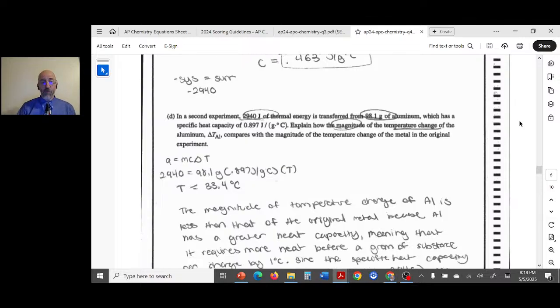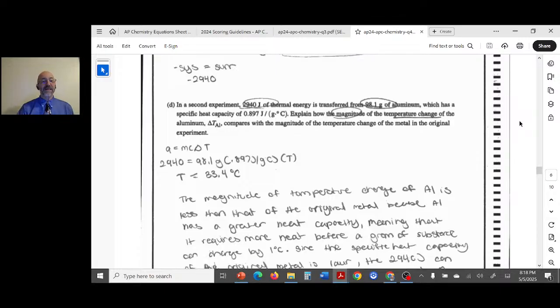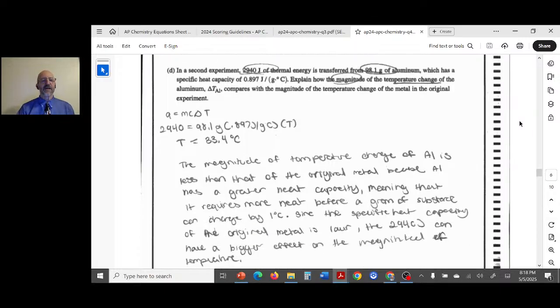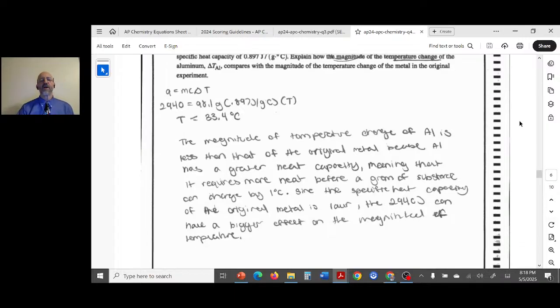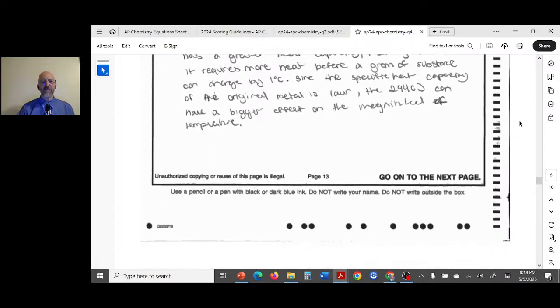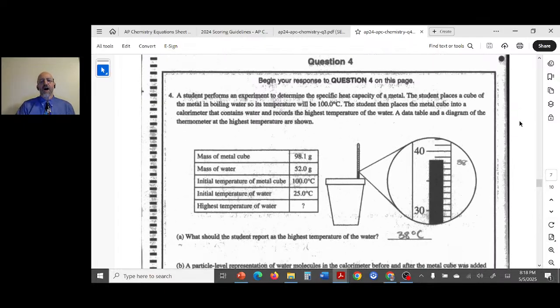But just saying that would not earn the point. They have to actually justify because it has a greater heat capacity, meaning it requires more heat, and therefore they're saying a smaller delta T looks good. So they earned 3 out of 4 points. I'm going to go ahead and keep going because this is a short question.